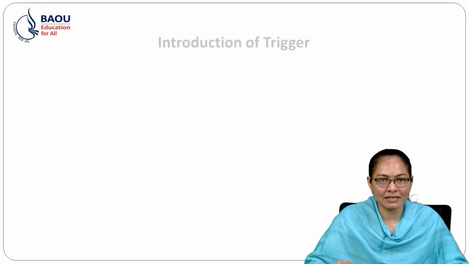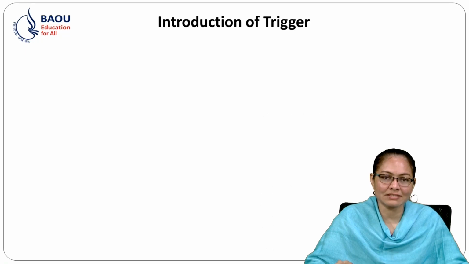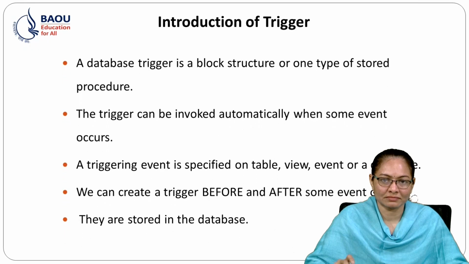Now, first of all, we start with the introduction of trigger. What is a trigger? A trigger is a block structure or one type of stored procedure. The trigger can be invoked automatically when some event occurs. Events means when a DML operation like insert, update, delete occurs and it affects the table. The triggering event is specified on the table, view, event or a database.